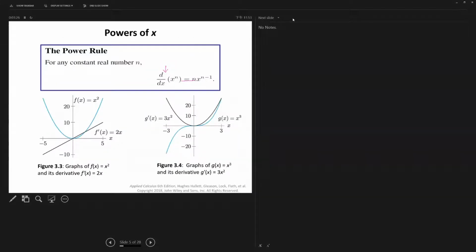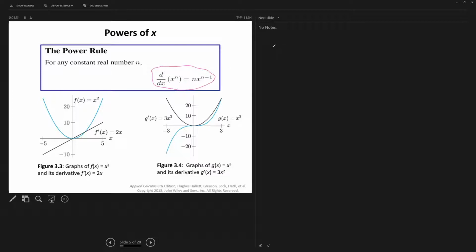Next is the main rule, the power rule of a polynomial. So this is the formula you need to take the derivative of a power function. All you need to do is bring down the power n and subtract the power by 1.